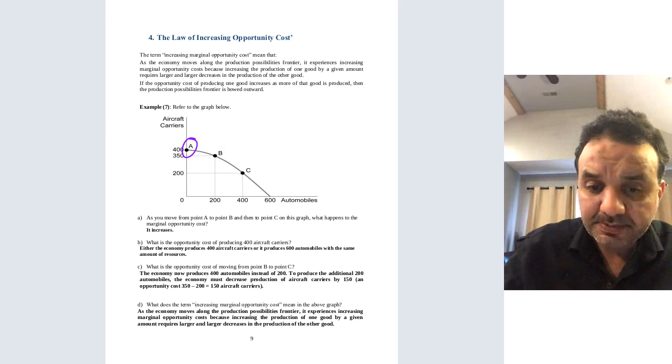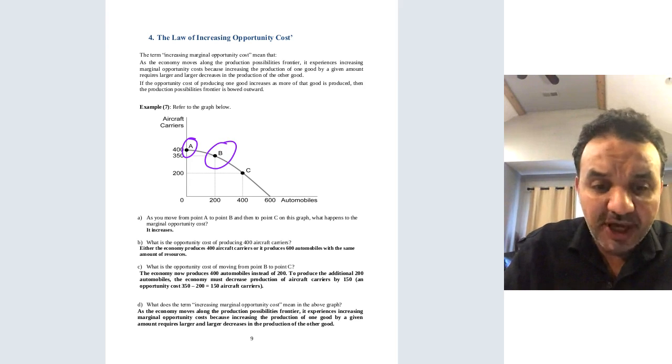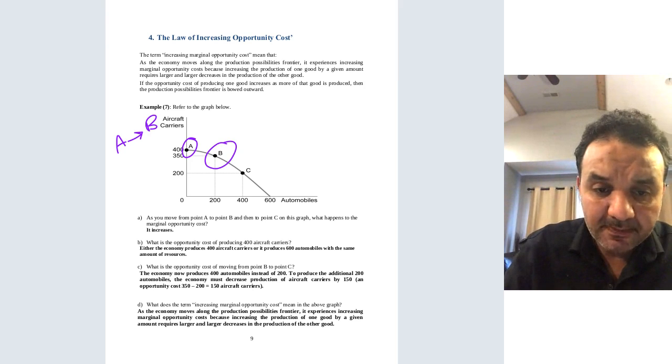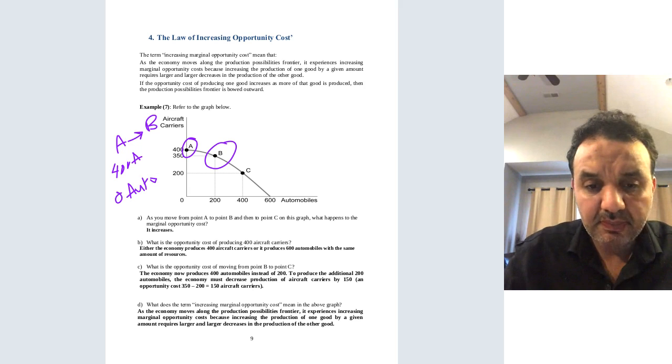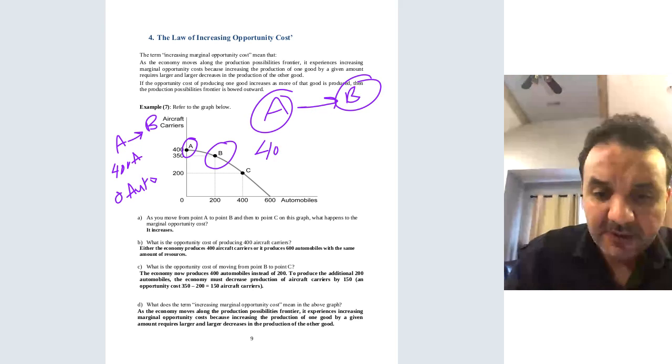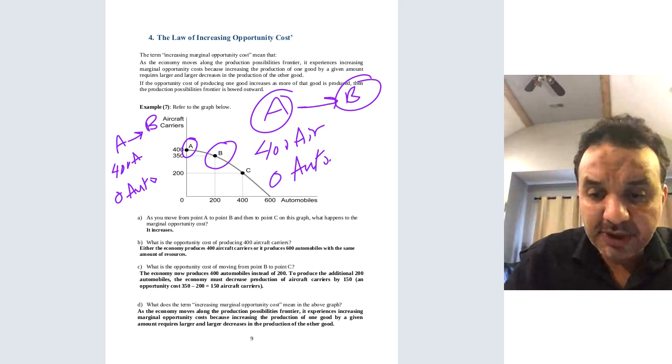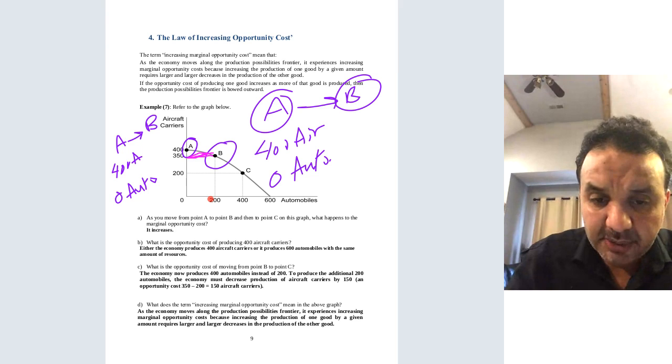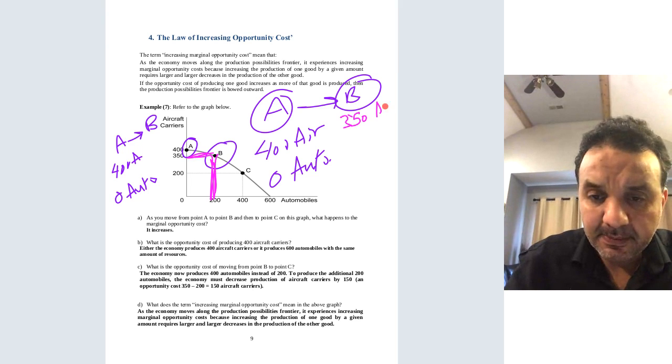Let's do one at a time. If you move from A to B, at point A, how many aircrafts do you have? 400 aircrafts. How many automobiles? 0 automobiles. So at A you have 400 aircrafts and 0 automobiles. If you move to point B, as you can see here, this is point B, how many aircrafts do you have? Now you have 350 and you have 200 automobiles.